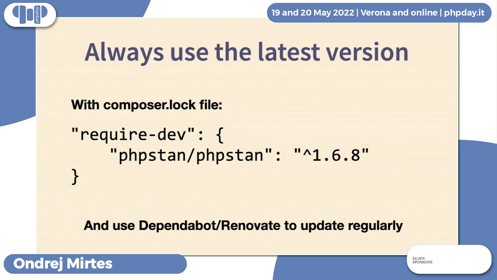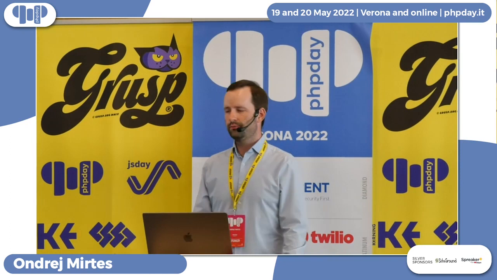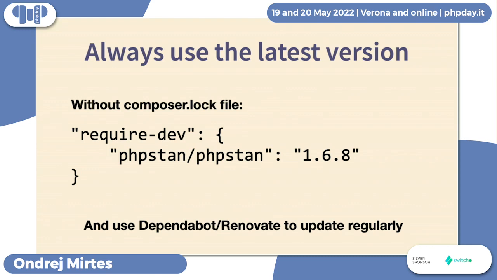And if you have a closed project and you use a composer.lock file in your Git repository, you can use a version range like this, and you should use something like Dependabot or Renovate Bot to update your dependencies regularly. And if you don't have a composer.lock file, if you are, for example, writing an open source library, you should pin to a specific version in your composer.json, and you should also use Dependabot or Renovate to update your dependencies automatically. And that applies not just to PHPStan, but to each of your dependencies, because updating dependencies is like visiting a dentist. So if you do it regularly, you are going to be fine. But if you do it only once every 10 years, it's going to hurt a lot.